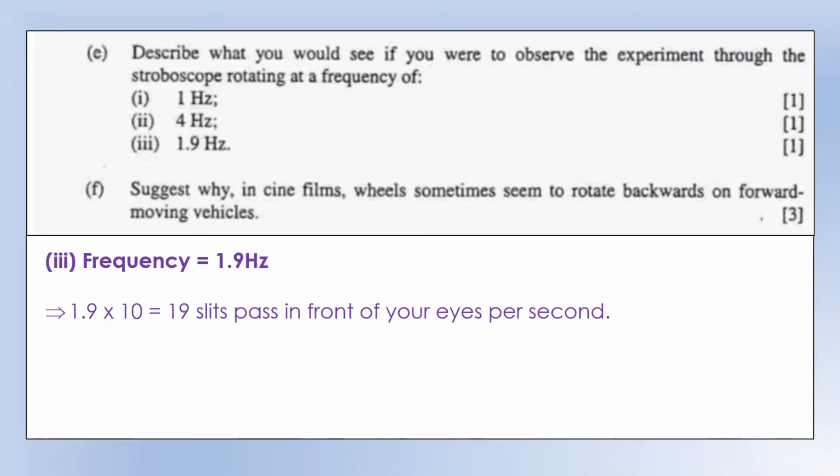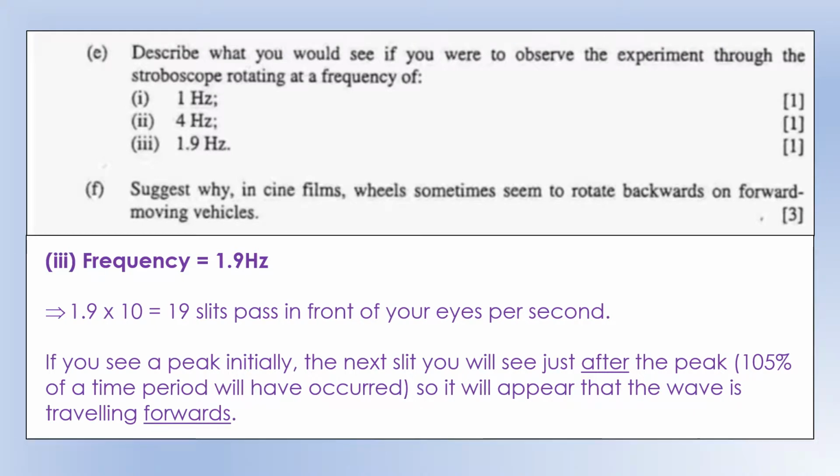Okay, so if it's going at 1.9 Hertz, that means we get 19 slits passing in front of our eyes per second, whereas the wave is 20 cycles per second. So what that means is the time between 2 slits, we're going to have just over a time period for the wave. Now what that means is if we started looking at a peak, the wave will have gone down to a trough, up to a peak, and then started going back down again by the time the next slit comes past. And so it will appear like the wave is slightly traveling forwards because we've got a peak, then we've gone the bit just after the peak, and then we'd have a bit just later than that every time. So we're going to have it looking like it's traveling forwards.